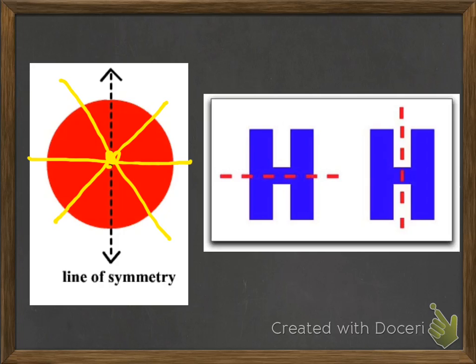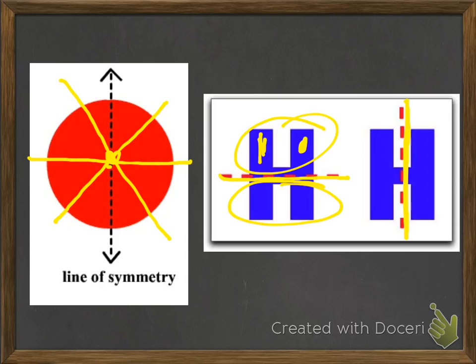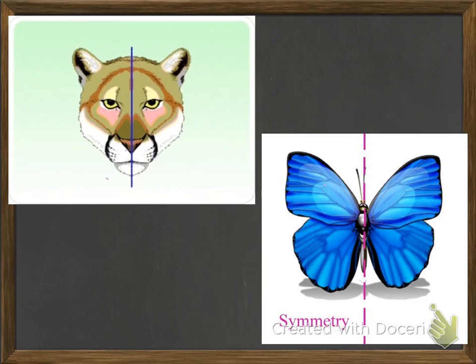Now let's take a look at these H's. The H, as you can see, cuts this way. That means this side over here is the same as this side over here. And then we have another line of symmetry, the same shape, same figure. Now this side is the same as this side.